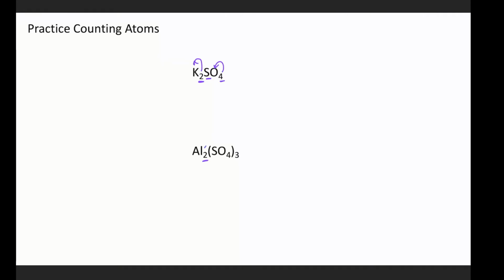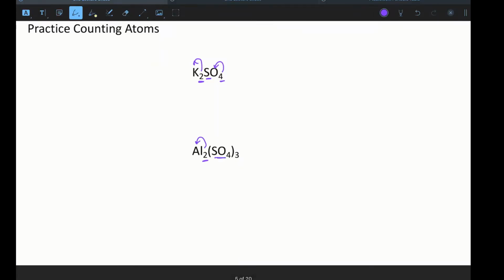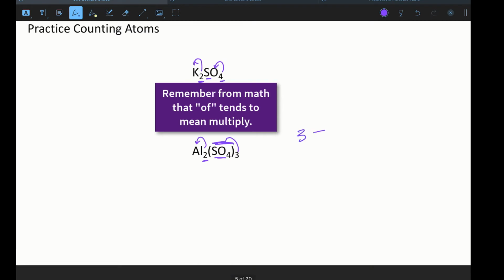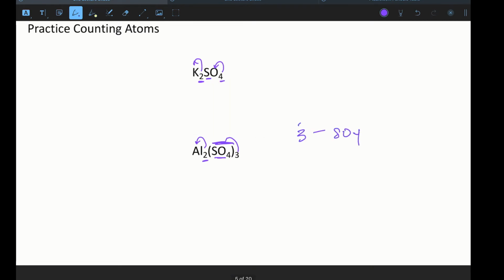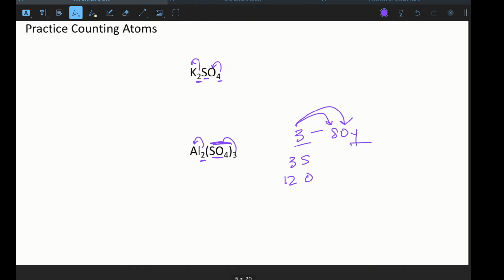Here, this says we have 2 aluminum. Now, again, we have SO4 and we have 3 of those SO4s. So if we have 3 SO4, that means I have 3 sulfur and I have 3 times 4, which is 12 oxygens total. Does that make sense? That's the exact same way it works in math class.